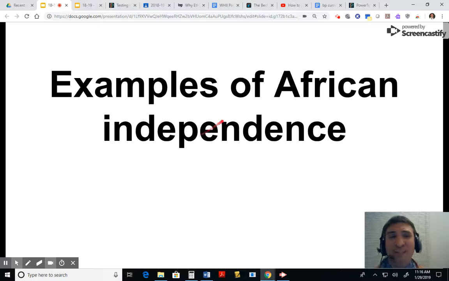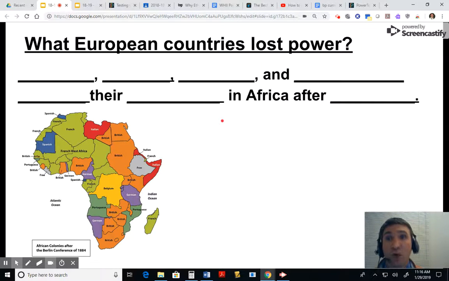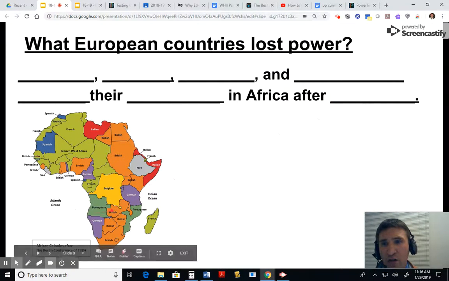Let's get specific with examples of African independence now. What European countries lost power because of these resistance movements? Britain, France, Belgium, and Portugal lost their colonies in Africa after World War II. There they are.